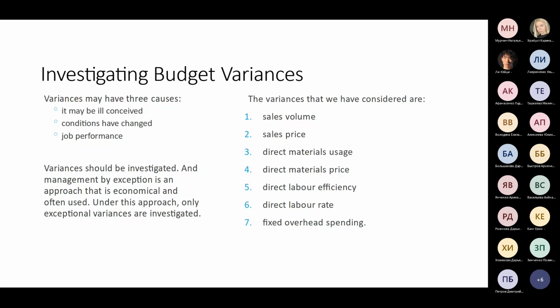But of course, if it is so big, it should be analyzed using the full scope of steps in order to understand the underlying reason for the variance being exceptional, and understand the decisions that are related to those variances. So the variances that we have considered are sales volume, sales price, direct material use, direct material price, direct labor efficiency, labor rate, and fixed overhead spending. So these 7 directions are the basic directions for variance analysis.